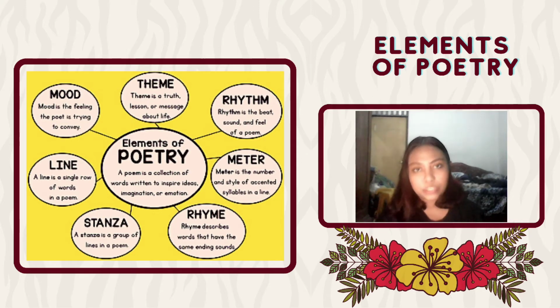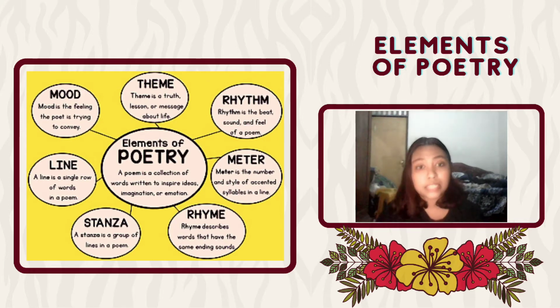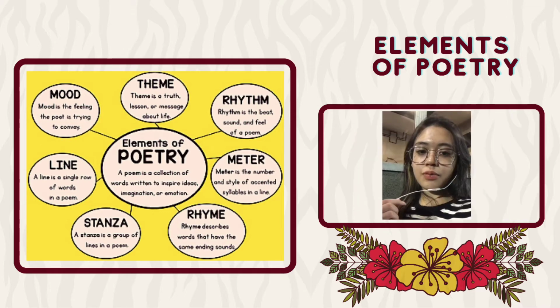So rhyme is the repetition of identical or similar concluding syllables in different words, most often at the end of lines. Rhyme is predominantly a function of sound rather than spelling. The rhyme scheme of a poem describes the pattern of end rhymes. For example, consonant-ending rhyme. Let's take vein, rain, and lane. And next, let's talk about lines. Next, I'm going to explain about stanza. Stanza is a group of lines in a poem.